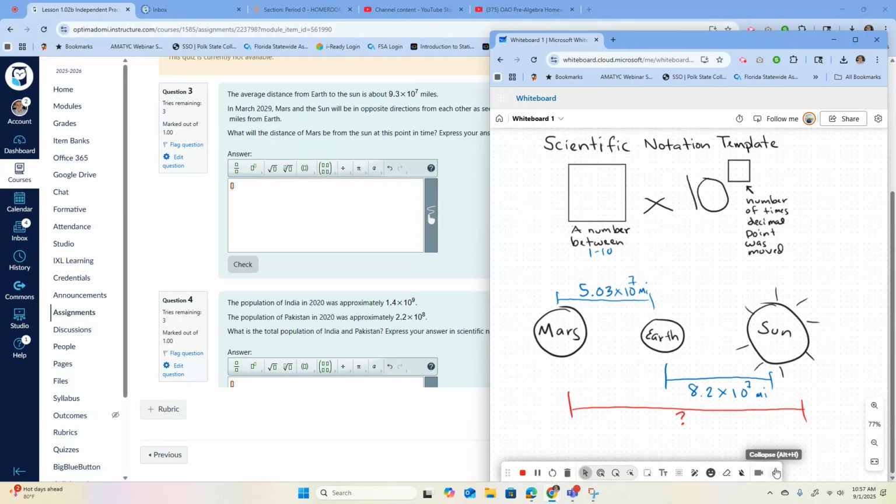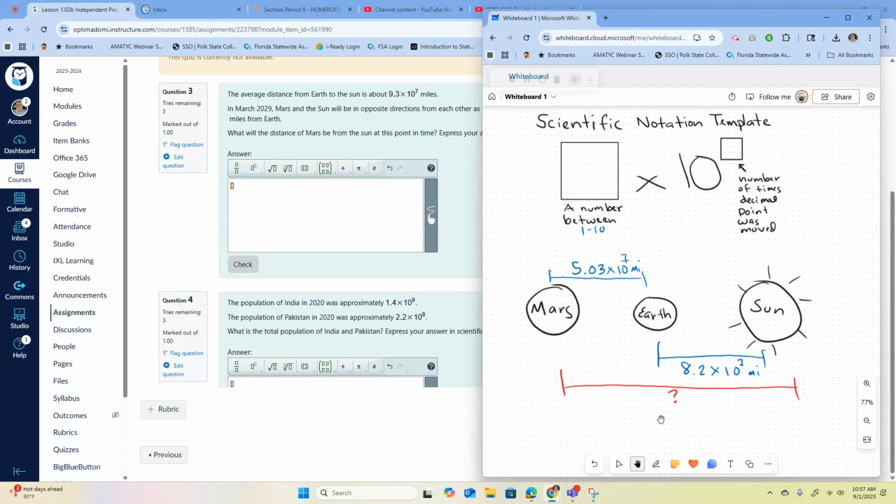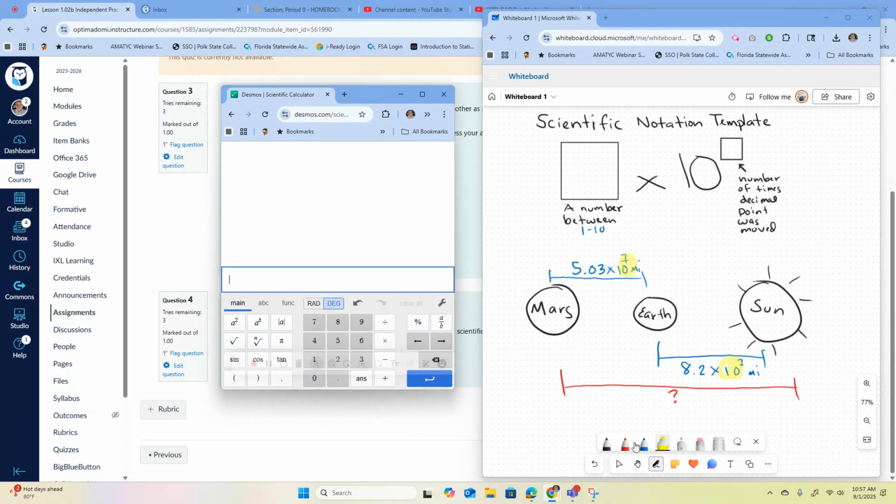But before I add, I need to make sure that the powers of 10 have the same exponent. This one says 10 to the 7th power. This one also says 10 to the 7th power. We do have the same exponent. So the only thing you're going to have to do is add the numbers that are not the power of 10. In other words, I'm going to take 5.03 and add the 8.2.